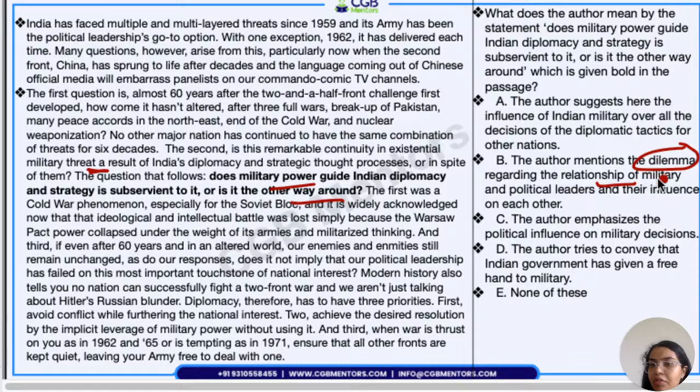Regarding the relationship of military and political leaders, strategy, diplomatic strategy, of course political leaders are involved. So it is a dilemma between these two things and their influence on each other. So who is influencing whom? Is the military influencing the political leaders and their strategy, or is the diplomacy influencing the military part? This is the question that was raised here, therefore the answer to this was B. Anyone have a doubt? Any question on why this is the answer?